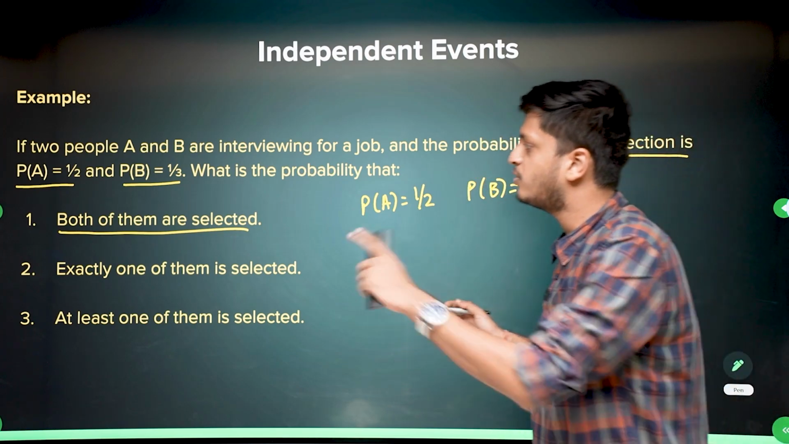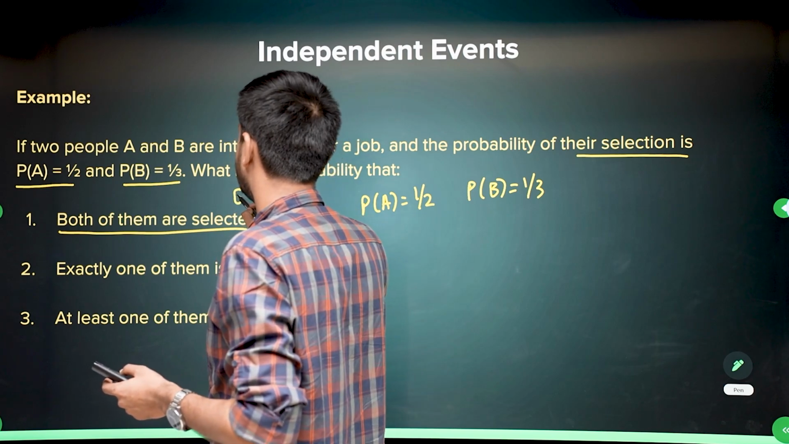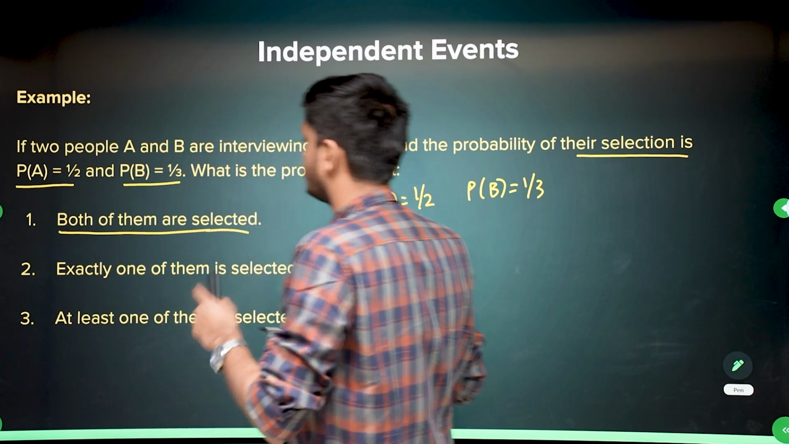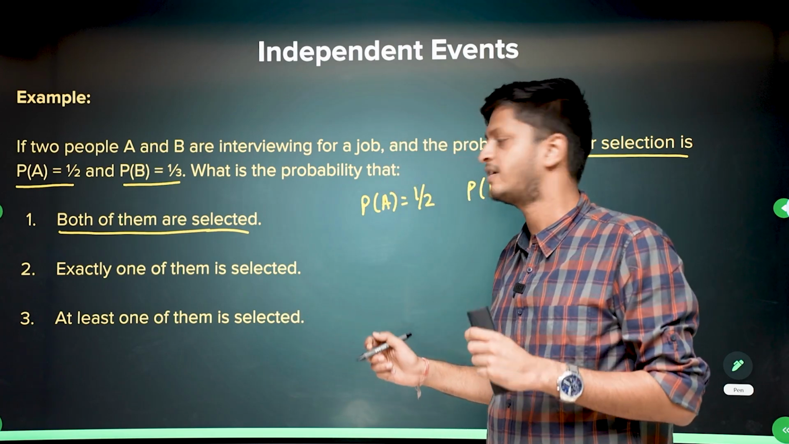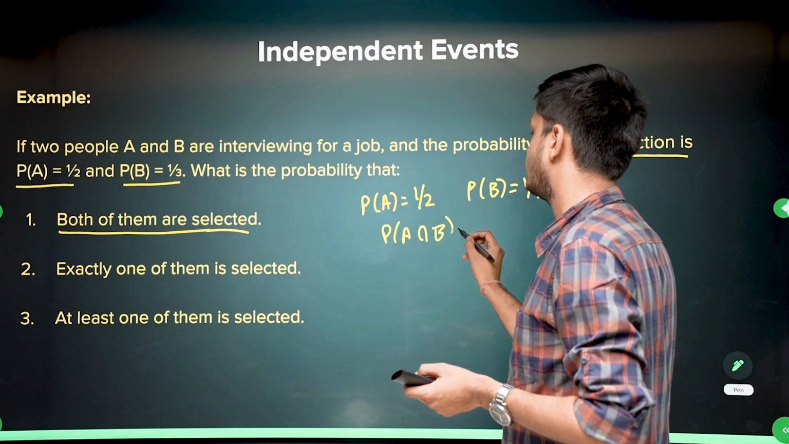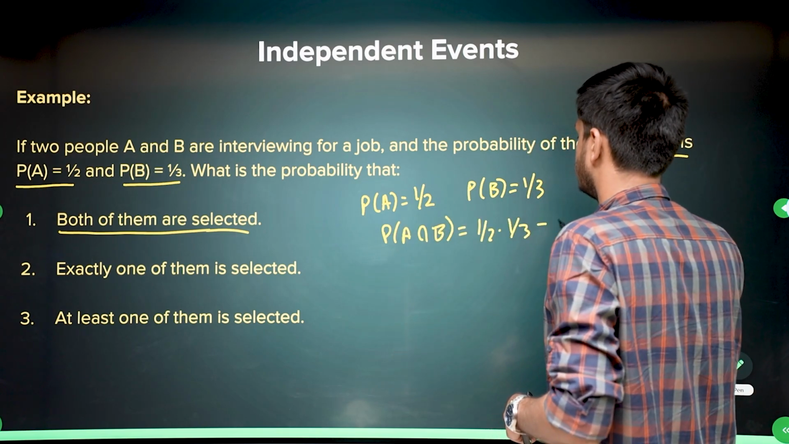So what is the probability that both of them are selected? We are already given events A and B. It is like probability of A intersection B: A is selected and B is selected. So it is probability of A into probability of B, 1/2 into 1/3, 1/6.